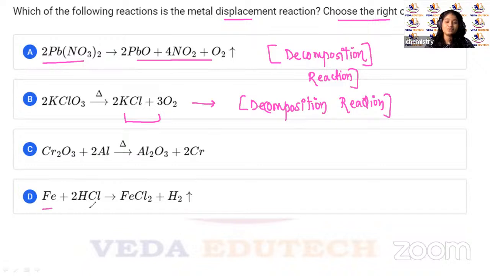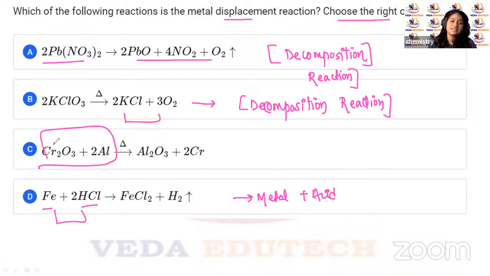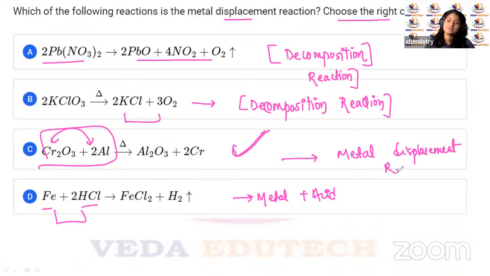Now, the last one, we see that this is what, children? Reaction of metal with acid. But in this reaction, there are two elements, chromium and aluminium, and your aluminium has replaced chromium from its solution. That's why this will be a metal displacement reaction. Yes or no, children? So this one is going to be your metal displacement reaction.